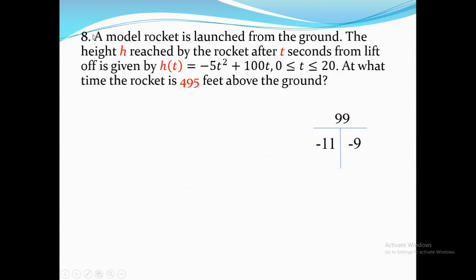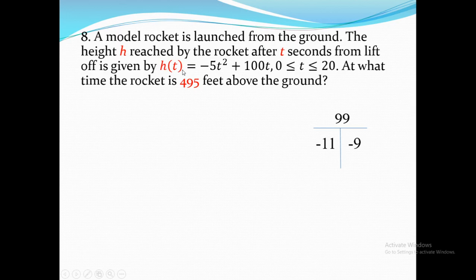Now next problem. A model rocket is launched from the ground. The height reached by the rocket after t seconds from the lift off is given by an equation. At what time is the rocket 495 feet above the ground? So it starts from the ground at 0 feet, reaches some height and then comes back down. So what are the timings at which the rocket is 495 feet from the ground, they have asked. So this is the equation for the height.